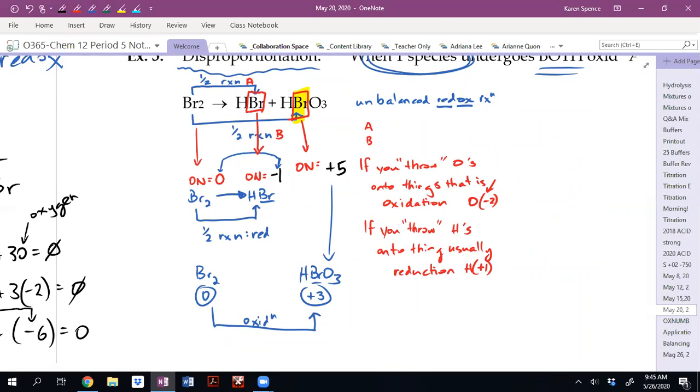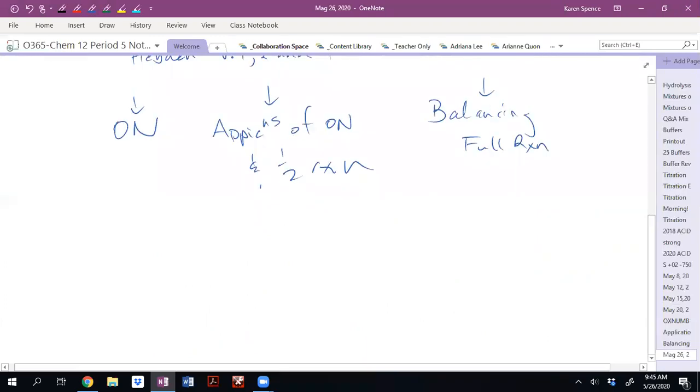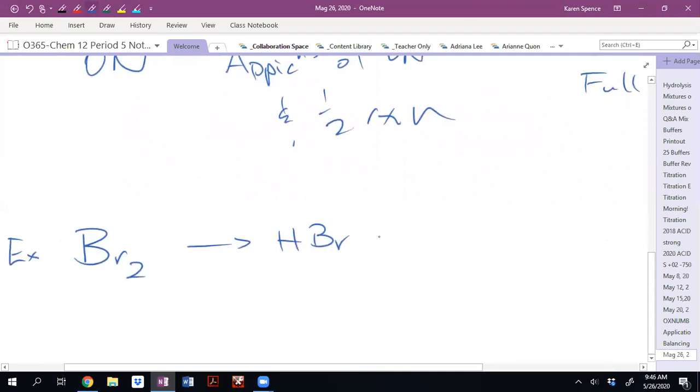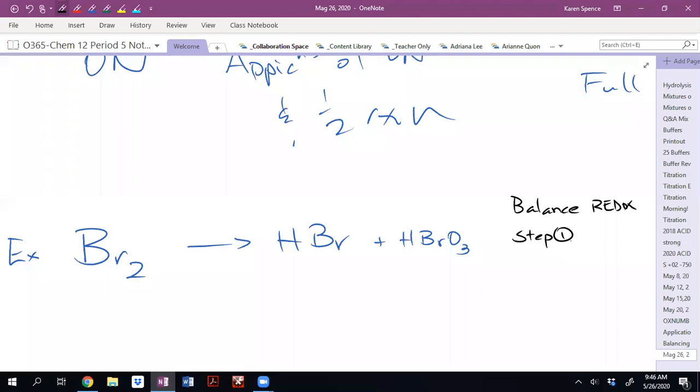So I'm going to grab this reaction and put it on a different page where I've got lots of space. Okay, so I have Br2 goes to HBr plus HBrO3. And step 1 for balancing a redox reaction, what is step 1? What's the first thing we have to do? A step that many people forget.